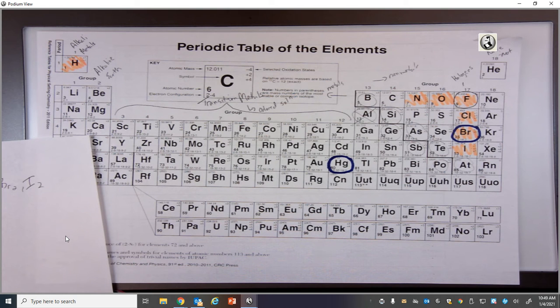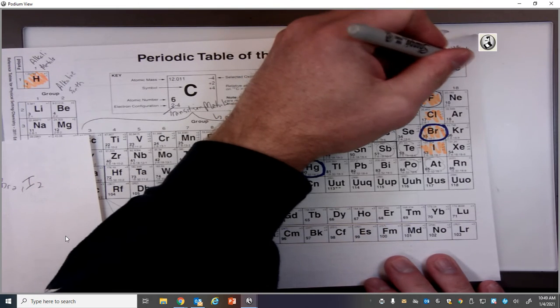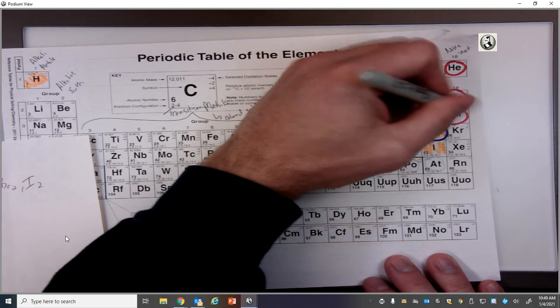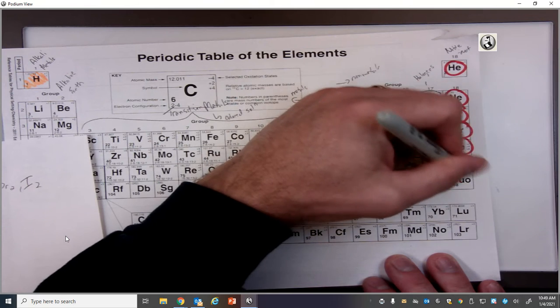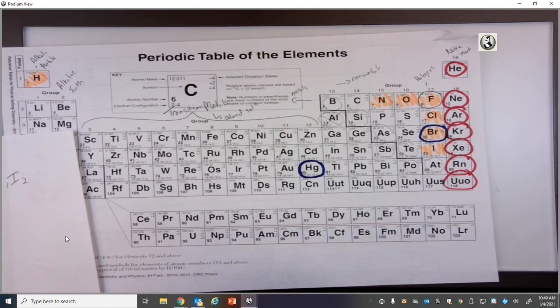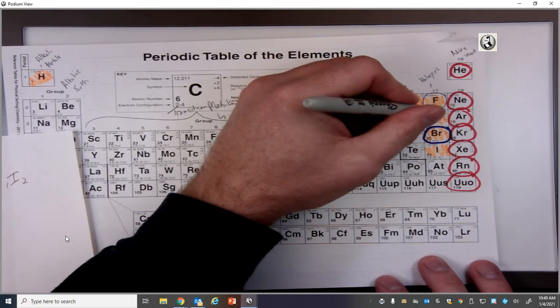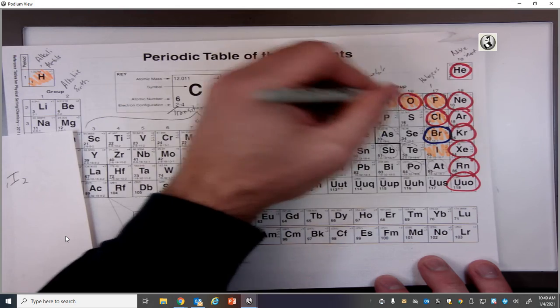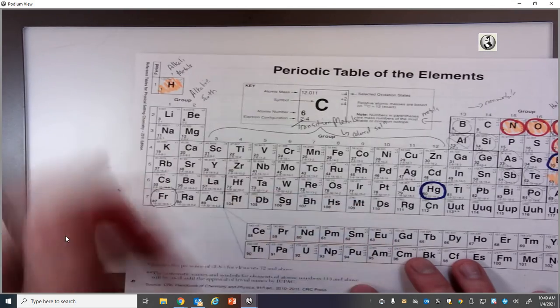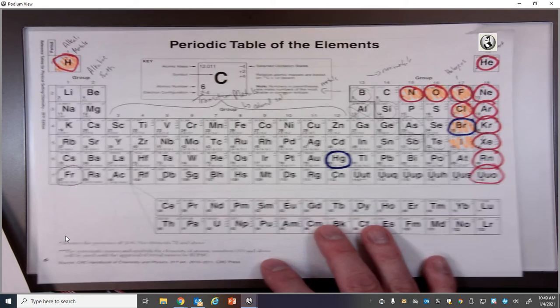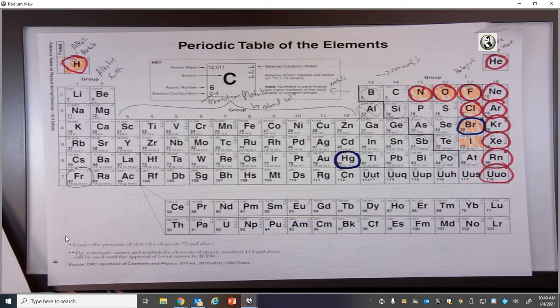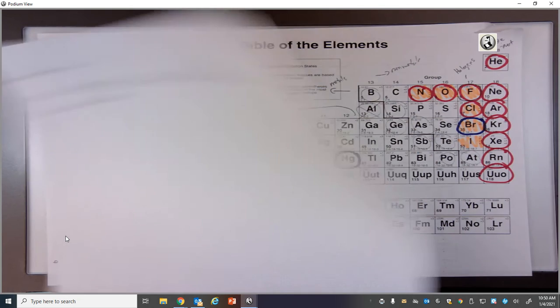The other ones you want to know are gases. Obviously, the noble gases are all gases, so I'm going to circle all those in red. Sorry, this one is not named. It doesn't matter. So those are all gases. And then also at room temperature, gases are chlorine, fluorine, oxygen, and nitrogen. Those are all gases at room temperature. So everything that we didn't circle is a solid. The vast majority of the elements on the periodic table are solids. Okay? So now we go back here.